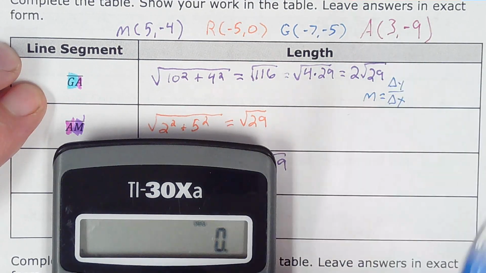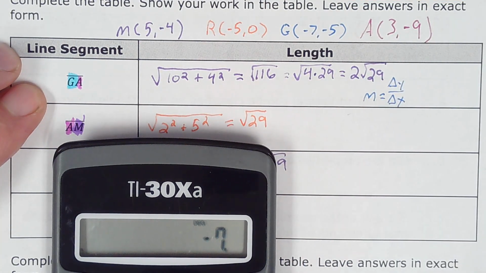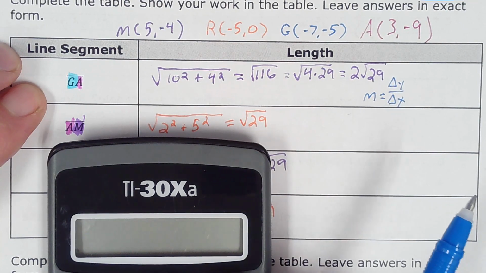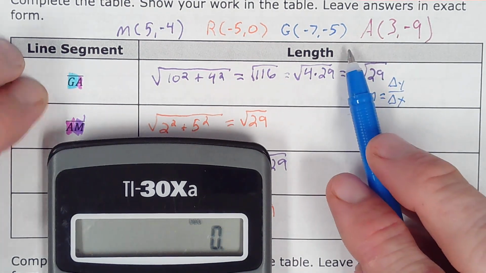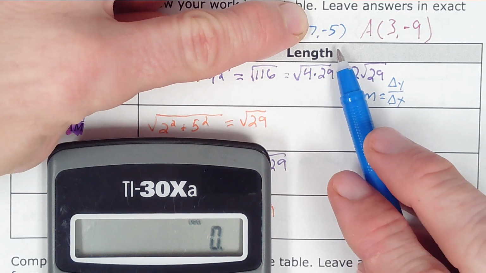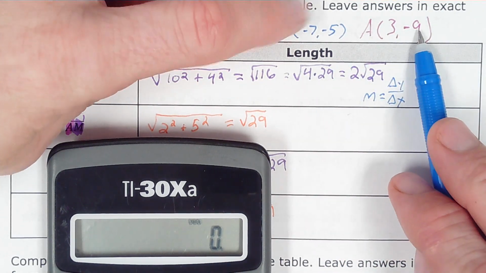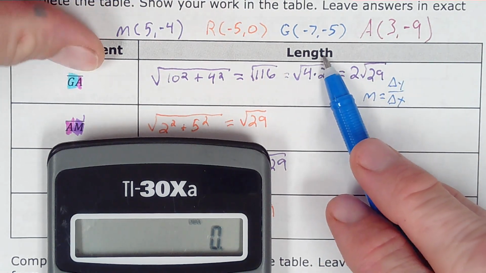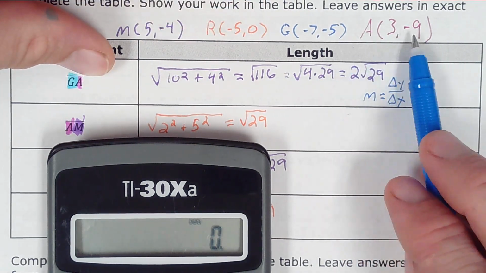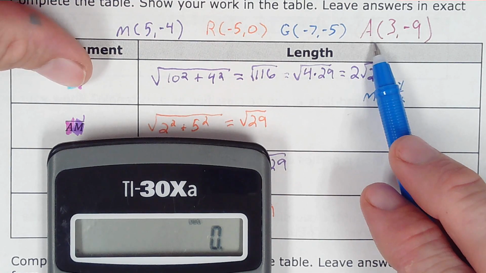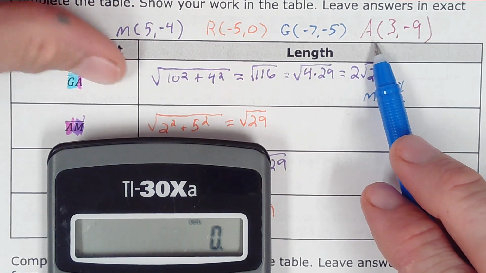My GA value is negative 7 divided by 3. Oh, sorry, let's do the change in y's first. Change in y, I'm going to go this minus this. This is my first and my second. It matters the order. So I'm going to just do my first minus my second. I'm going to say that's my change.